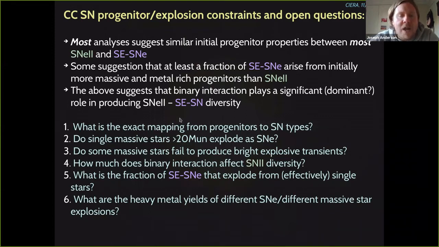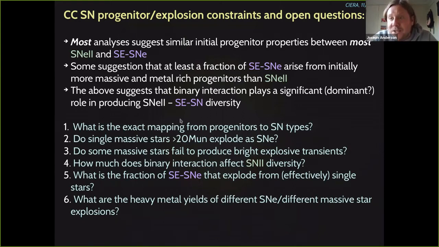So some questions that I've written here. This isn't the full set of questions, but these are the things I thought were interesting when I was writing them down. What is the exact mapping of progenitors to supernova types? I think we'll be spending years before we have this, but it is always the goal and an overall goal of a lot of this research. Do single massive stars of more than 20 solar masses explode as supernovae?